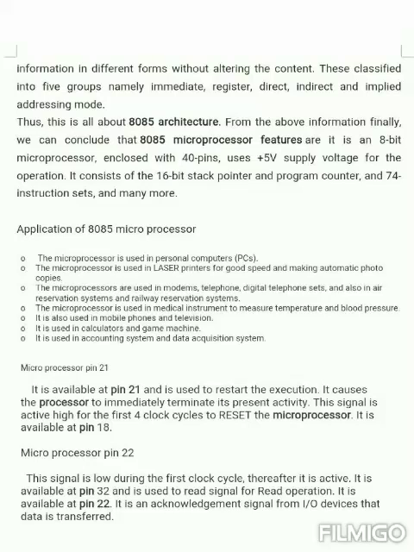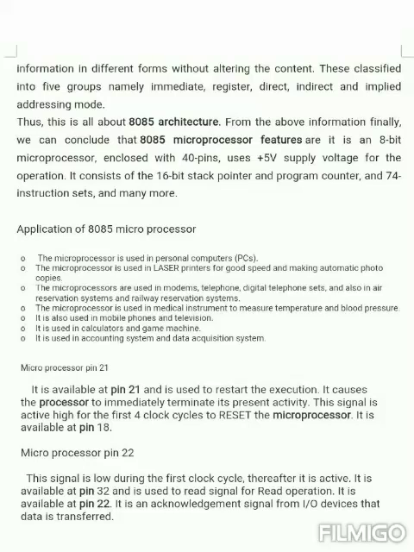8085 microinstructions. Addressing modes of 8085. Applications of the 8085 microprocessor. The microprocessor is used in personal computers. It is used in labs and printers and for making photocopies at good speed. Next, it is also used in mobile phones and televisions. It is used in calculators and gaming machines. It is used in accounting and data aggregation systems.